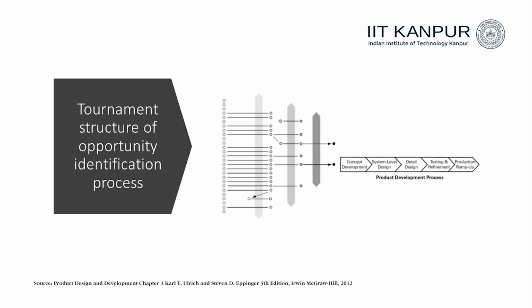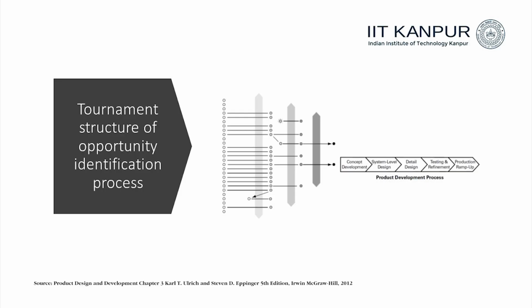You start with 64 different ideas, bring them down to 32, then 16 and so on and so forth. So, that is the tournament structure. You narrow down the ideas, bring them down a funnel and then create your final product. You are using the idea of a tournament, where you are comparing one against the other.